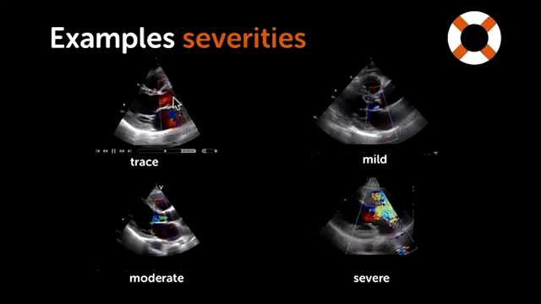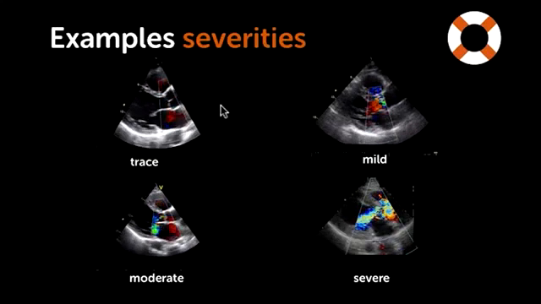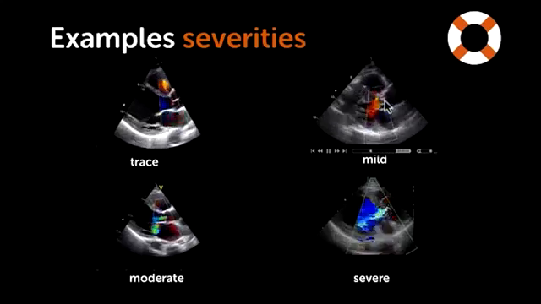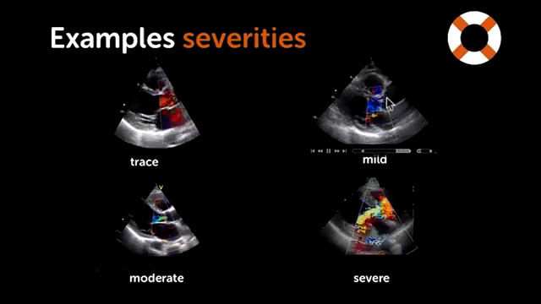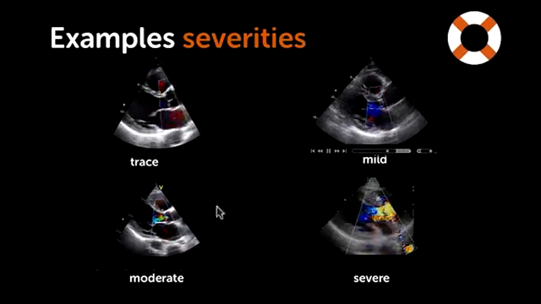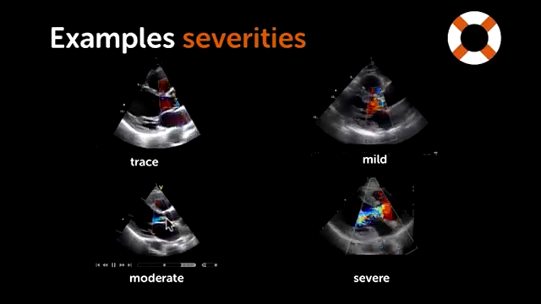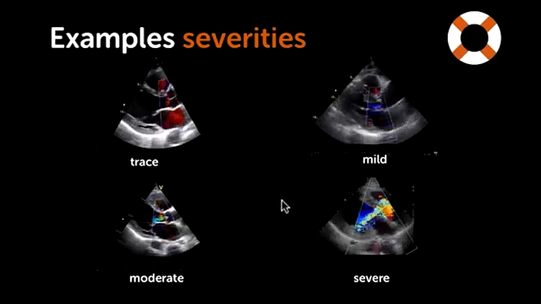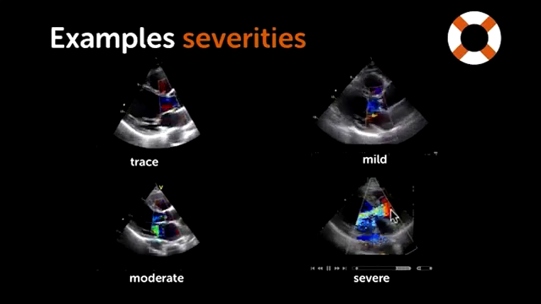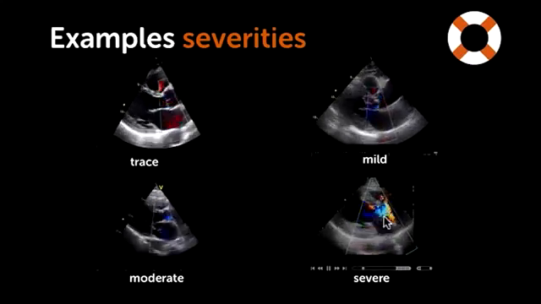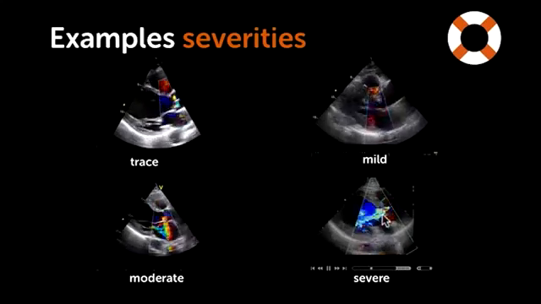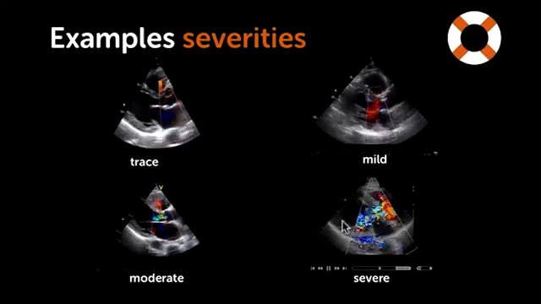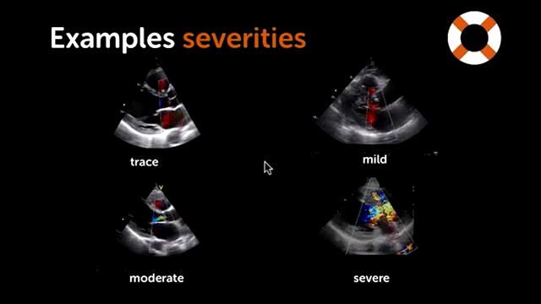Trace, we hardly see any flow at all. Mild, very small little jet, we cannot see a vena contracta. Moderate, we do see a little vena contracta, and the jet is larger, especially when you compare it to the LVOT. And severe, very big flow convergence zone, broad jet at its origin, and it fills out the entire LVOT. This was the last pathology of this lesson.